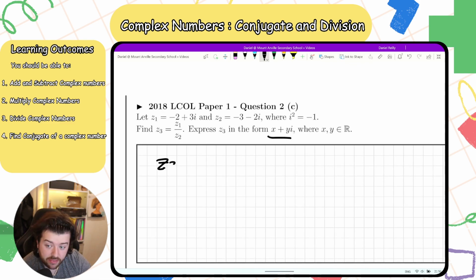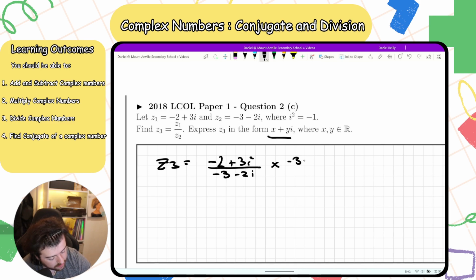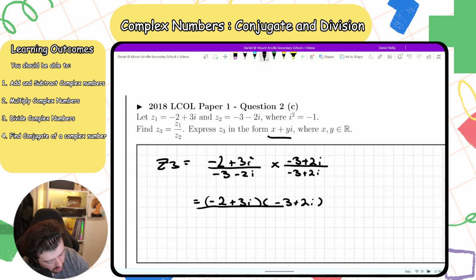So z3 is equal to z1, which is minus 2 plus 3i, divided by minus 3 minus 2i. So I'm going to multiply the top and the bottom by the conjugate of the denominator, which is minus 3 plus 2i. So minus 2 plus 3i times minus 3 plus 2i, over minus 3 minus 2i times minus 3 plus 2i.